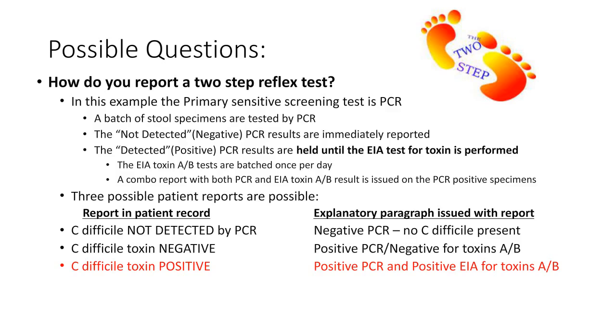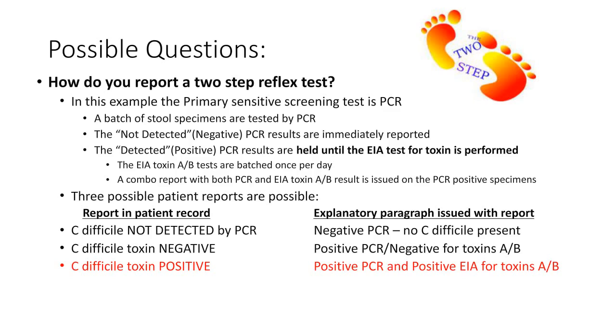So a batch of stool specimens are tested by PCR. The not detected, negative specimens are immediately reported via the laboratory computer interface to the patient report. The detected, or positive, PCR results, those specimens are held until the EIA test for toxin is performed. The EIA toxin A and B tests are batched once per day. You could say, once per day, isn't that slowing down your results? We discussed this with our clinicians and our infection control people, and they thought that this was adequate. It was all right.